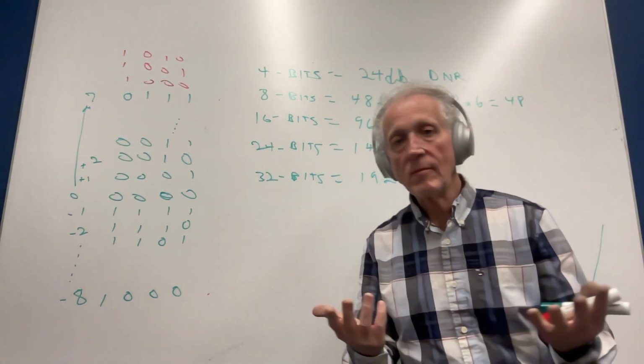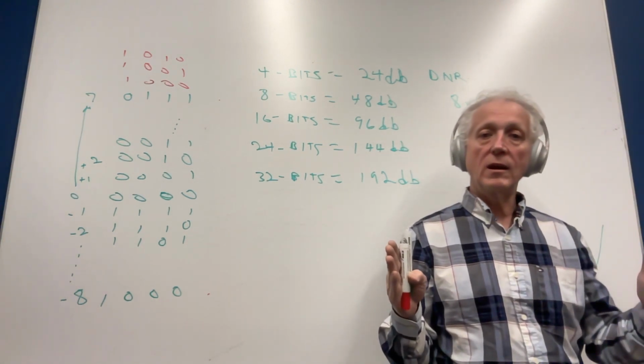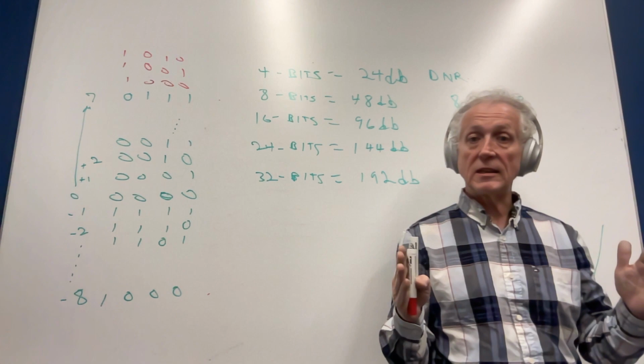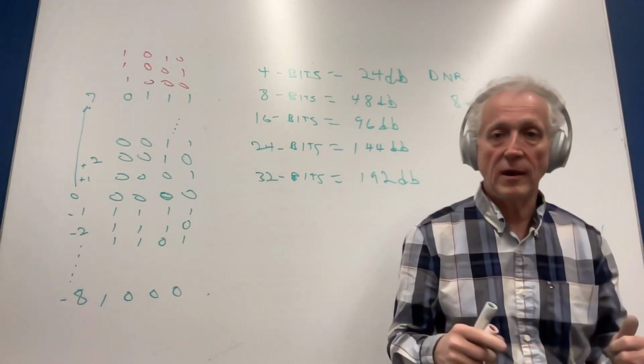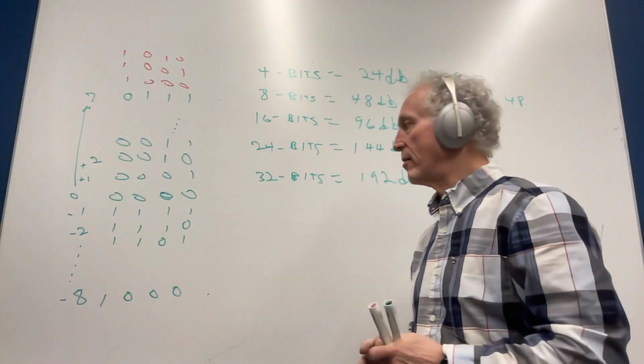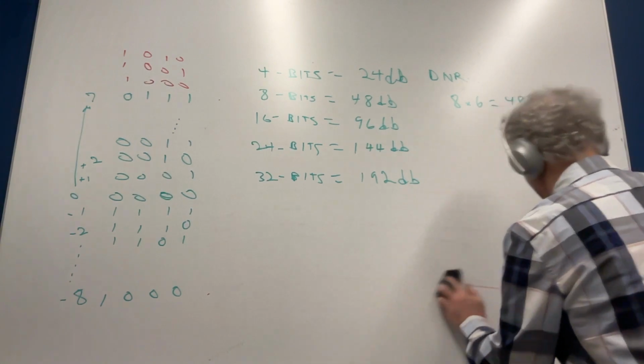So the concept here is the doubling. Every bit you add 6 dB. Another bit you add 6 dB. Another bit you add 6 dB of DNR. So that's the important little details to kind of know here.